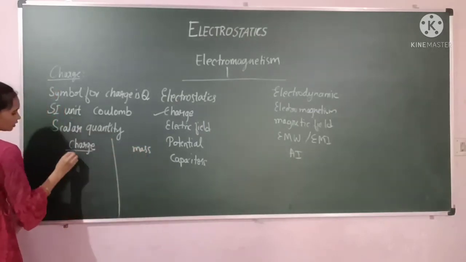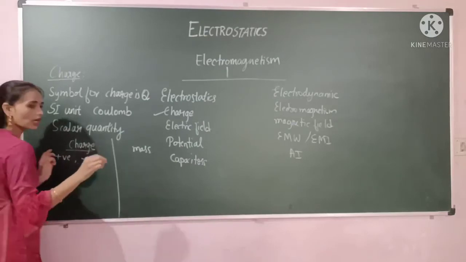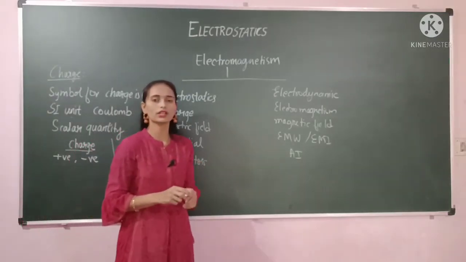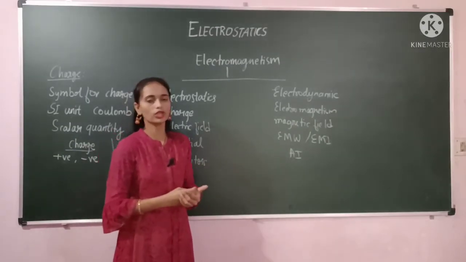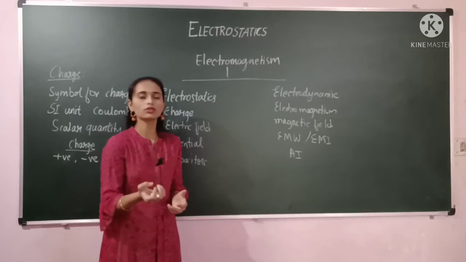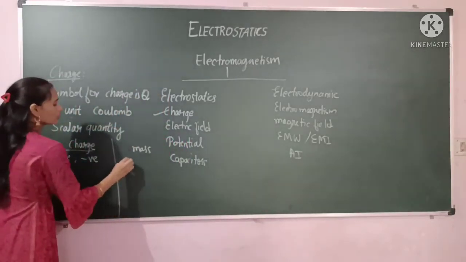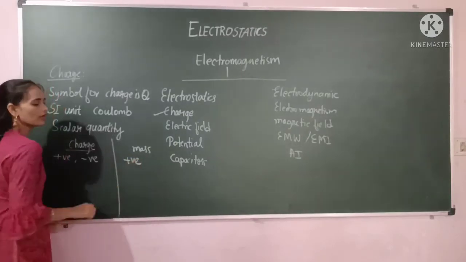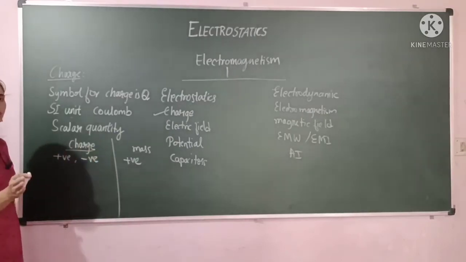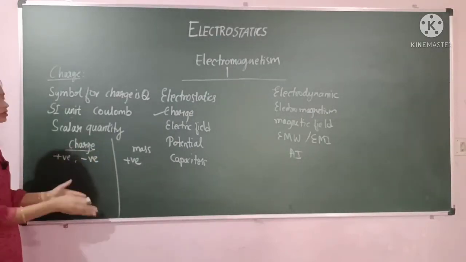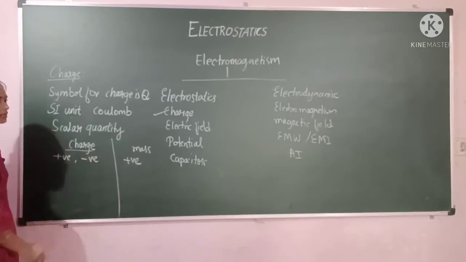Charge may be positive or it may be negative. Charges are of two types: one is the positive charge, another is the negative charge. So we can write charge as plus q or minus q. But mass cannot exist as negative, so it has only positive values. Mass is present only in positive form. Minus 5 kg we can't write, only 5 kg. Mass always exists as positive, but charge can be positive as well as negative.